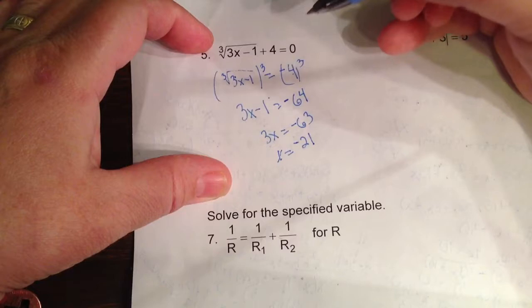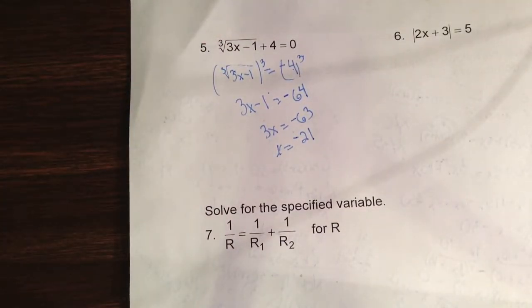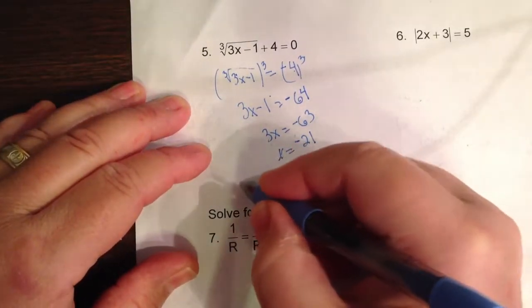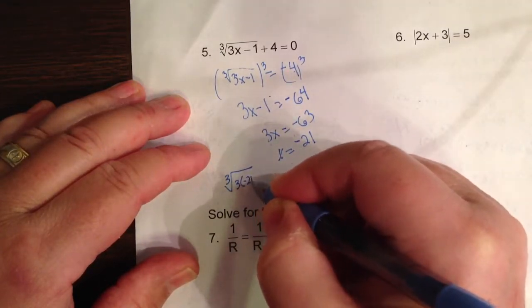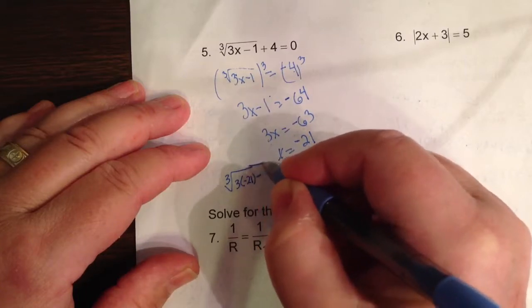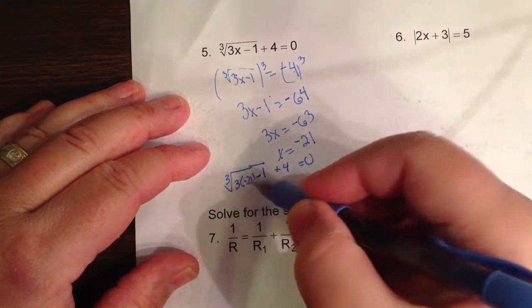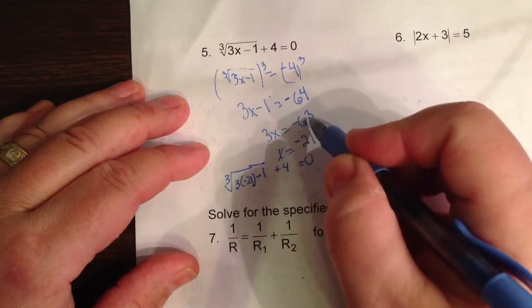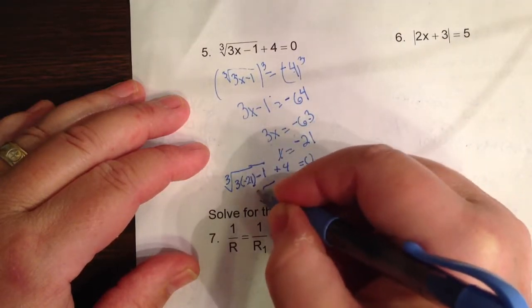Okay, so we probably should run a check on it. You want to substitute back in, just to be on the safe side that it works. So we're going to plug in the cubed root of 3 times negative 21 minus 1 plus 4 equals 0. 3 times negative 21 was negative 63, if you'll recall, and negative 63 minus 1 is negative 64.